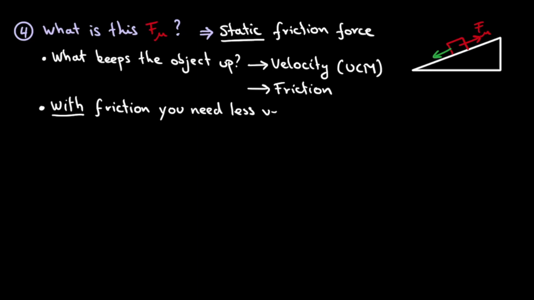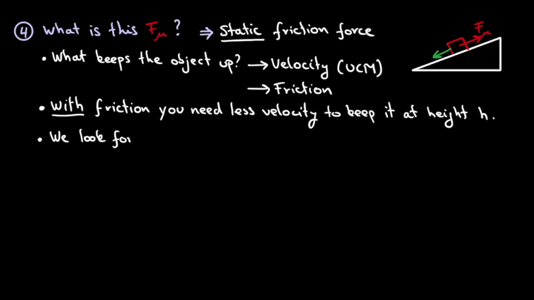However, if you have friction, then you need less velocity to keep it at a specific height, because a part of the force that is needed to prevent the object from sliding down is now taken on by friction, and therefore you need less velocity. Now, in this exercise, we are asked to figure out the smallest velocity. So this means a scenario where the frictional force is as large as possible, such that it takes up the largest portion of the force that is needed to prevent the object from sliding down.